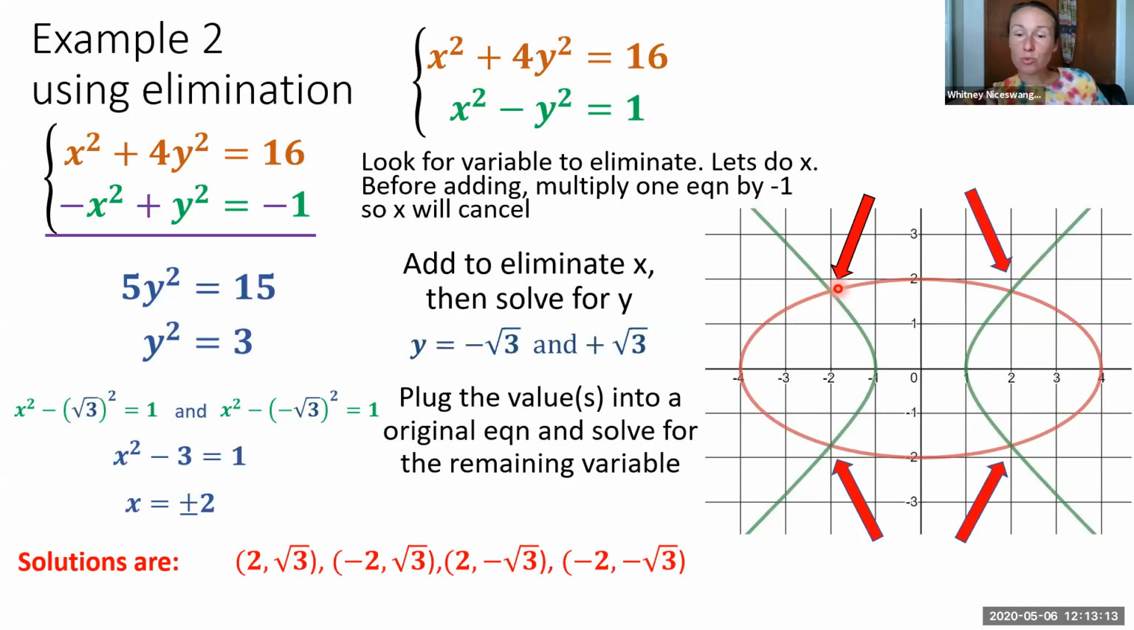And those are the 4 points that we see here. Notice they're all at x is 2 or x is minus 2. And the square root of 3 is almost 2. It's like 1.7, something like that. We get a positive 1.7, negative 1.7, negative 2, positive 2.